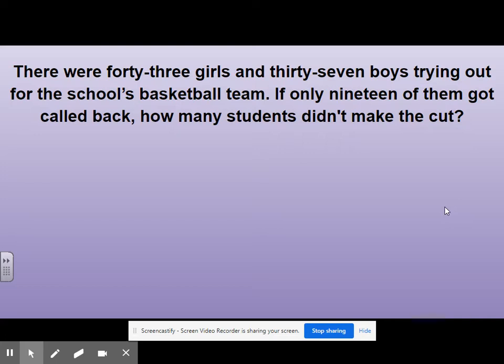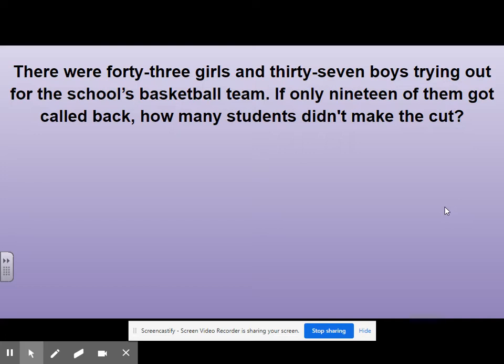There were 43 girls and 37 boys trying out for the school's basketball team. If only 19 of them got called back, how many students didn't make the cut? All right, so what's happening here? We got some kids, they're trying out for the basketball team. There's some girls, there's some boys, but not everybody makes the team. All right, so we need to figure out how many students did not make the team, didn't make the cut. How many didn't make the team?